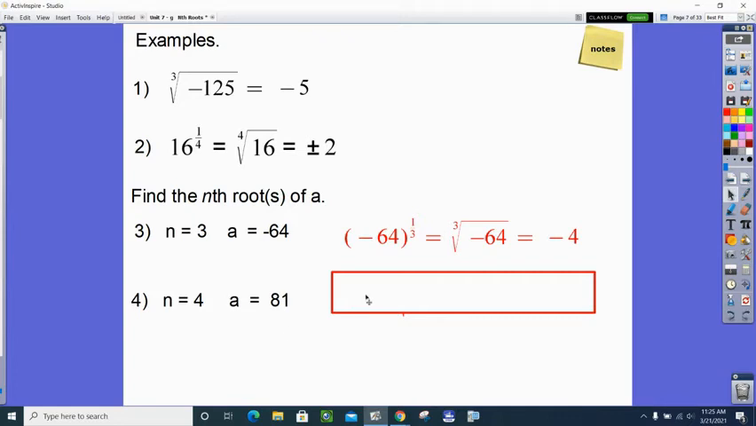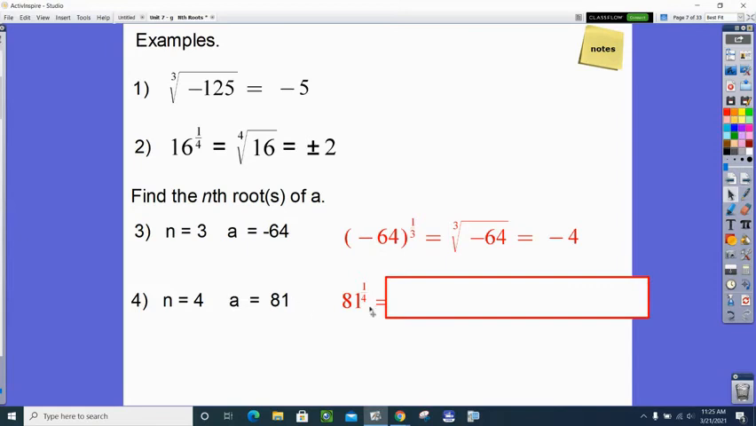So I would have written it. I mean, that's what a rational exponent is. There's the base. The n becomes the denominator. The exponent on the 81 becomes the numerator, okay? And now you might prefer to see it as a radical.